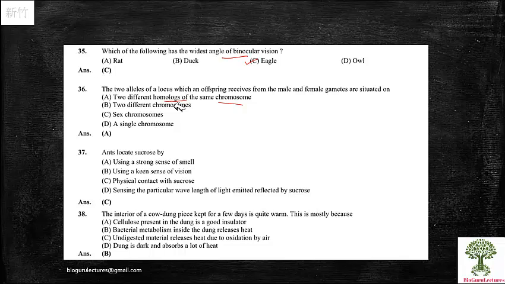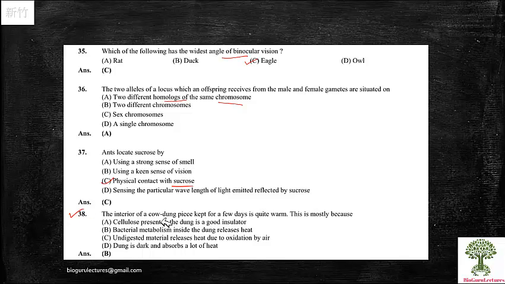Next is ants and sucrose. Ants locate sucrose by, I'm sorry, through physical contact with the sucrose. Due to a lot of research, scientists were able to find that it is only with the help of physical contact. There is no other mechanism seen in ants for sucrose identification. The study of ants is called myrmecology. It's a part of the entomological department of zoology.